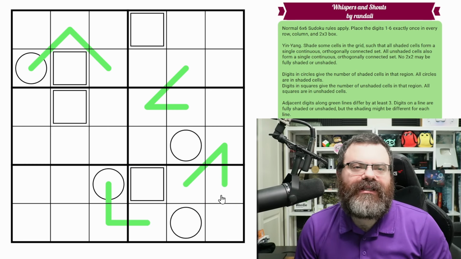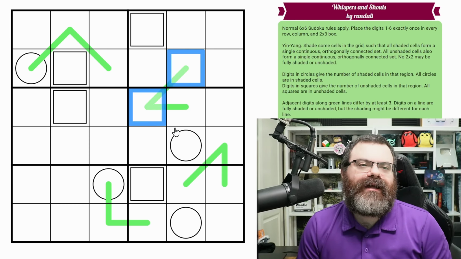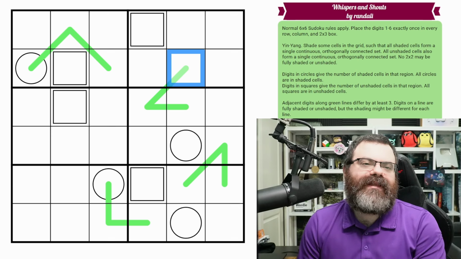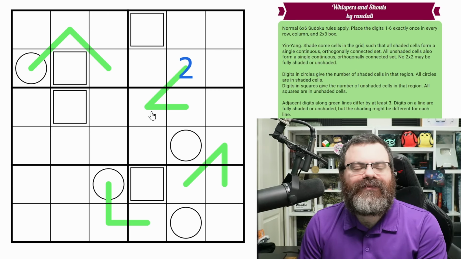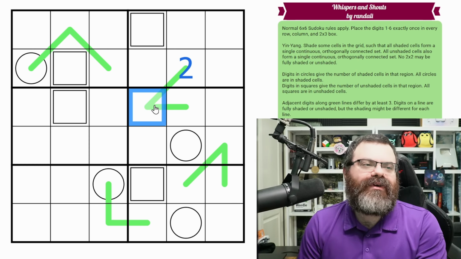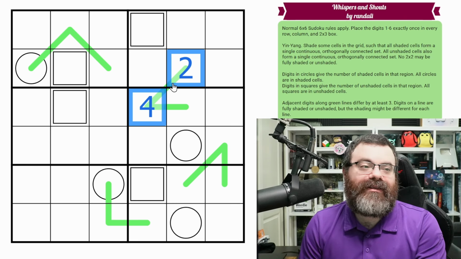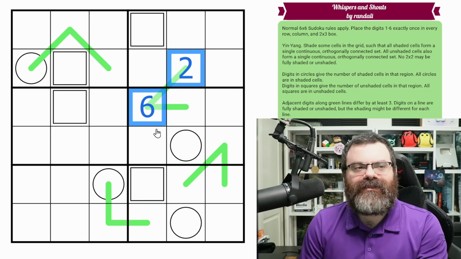Adjacent digits along green lines differ by at least 3. So these are German whisper lines. So if this is a 2, because the adjacent digits on the line have to have a difference of at least 3, we can't put a 1, 2, 3, or 4 on here because that difference would be less than 3. This is a difference of 2, difference of 1, difference of 0, difference of 1, right? So this has to be a 5 or a 6. 5 would be a difference of 3, which is fine. 6 would be a difference of 4. That's also fine.